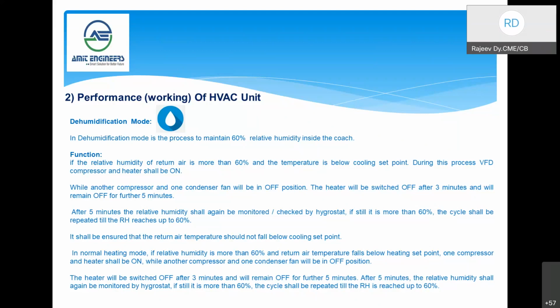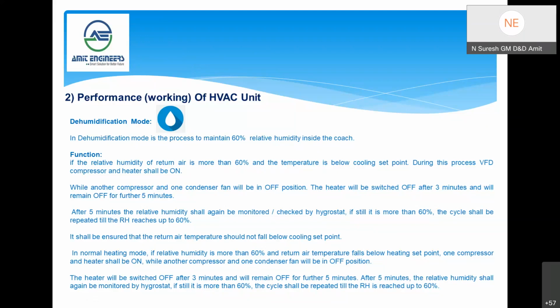And what is the process if the air is less humid? Then how will you increase the humidity? If the 60% humidity has been reached, there is a hygrostat inside the unit. It sends the signal and switches off the heaters, and when the temperature is reached, immediately it will switch off the compressor also.